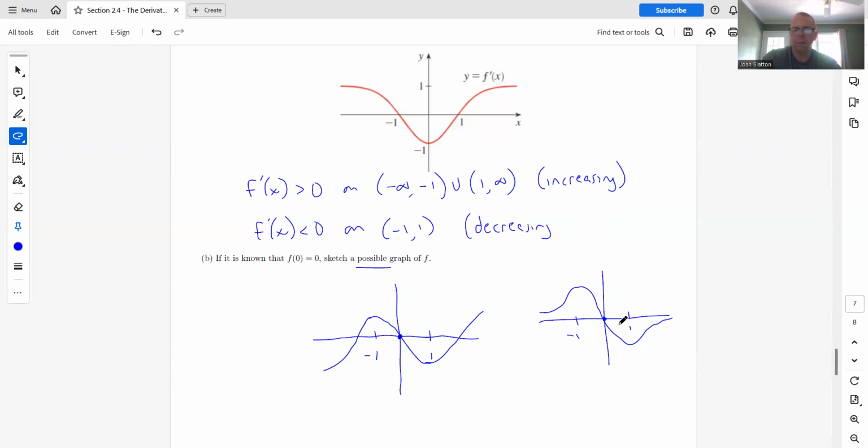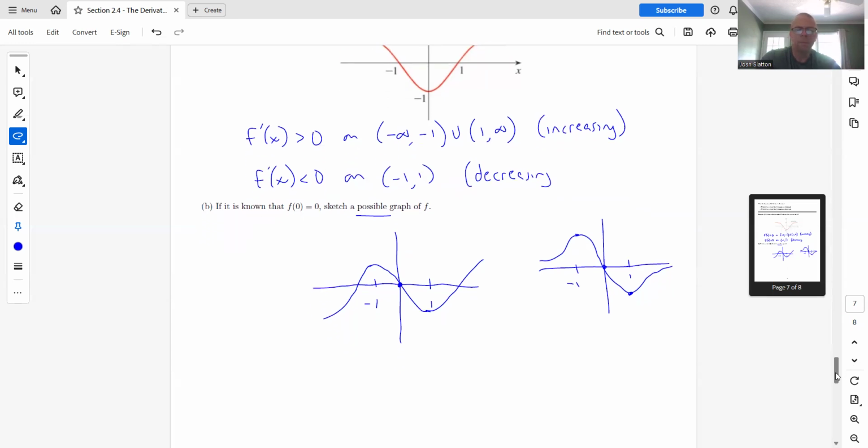But don't get too hung up about, how did I know that we start down here? How did I know that we go up like that? I don't. It's a possible graph. There are many ways you could draw it. All we know is we're increasing to there, we are decreasing from there to there, and then we are increasing after that.